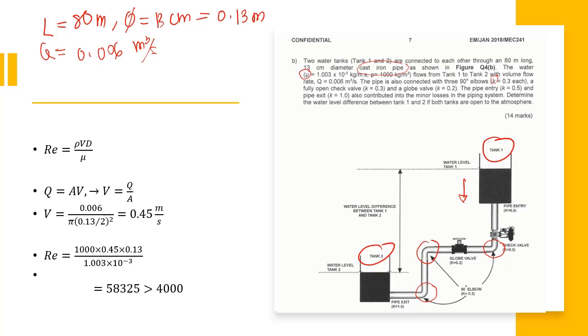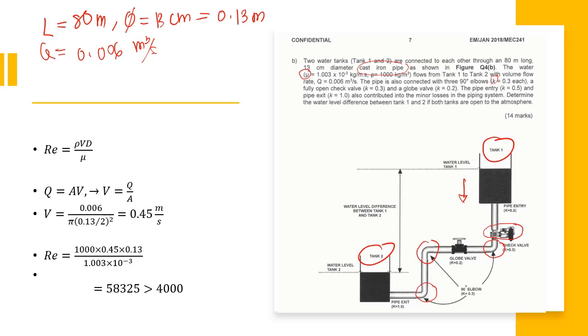K here is referring to the coefficient, the pipe coefficient. A coefficient is a fixed number that you get from a table. And here we have a full open check valve.